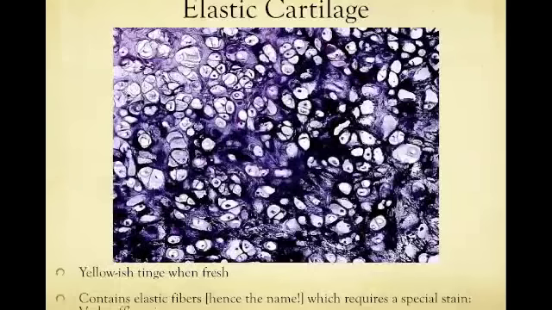So taking a look at elastic cartilage, this picture is a slide dyed with Verhoeff stain, used especially to stain elastic fibers. So the elastic fibers will stain black for this. As you can see, all the black areas and black fibers within this slide are the elastic fibers, which make up the majority of the matrix.